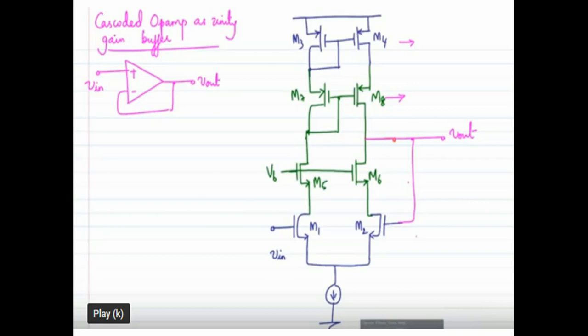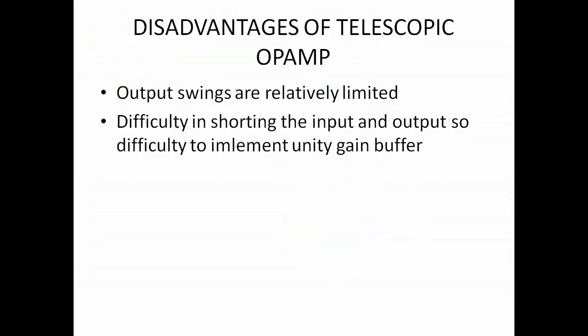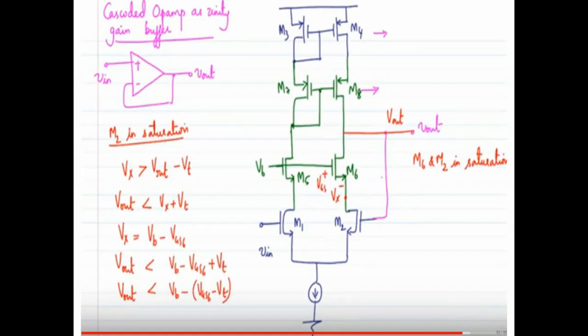If we short the input and output pins, we must make sure that the transistors M6 and M2 are in saturation. So can you check the saturation condition of M2?